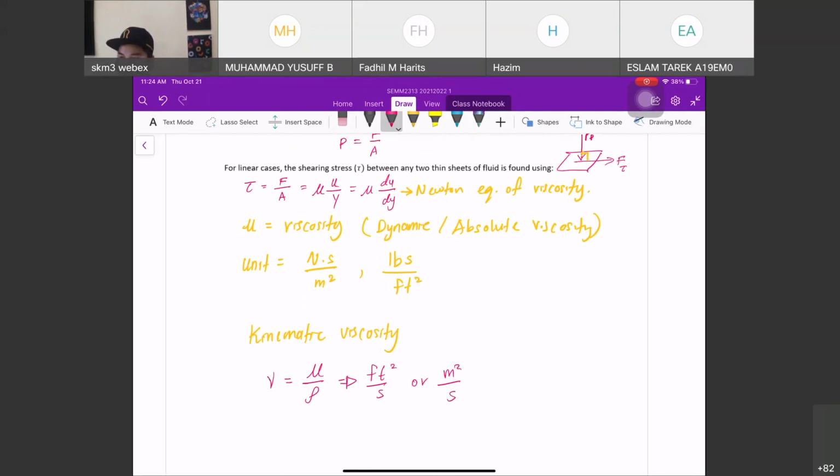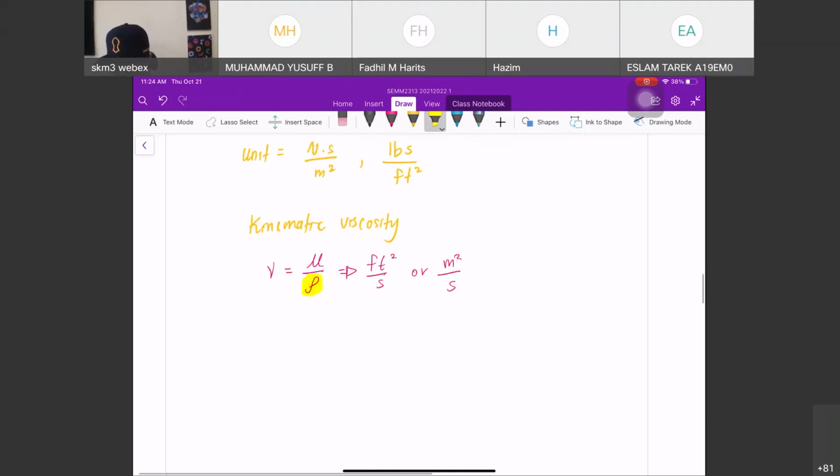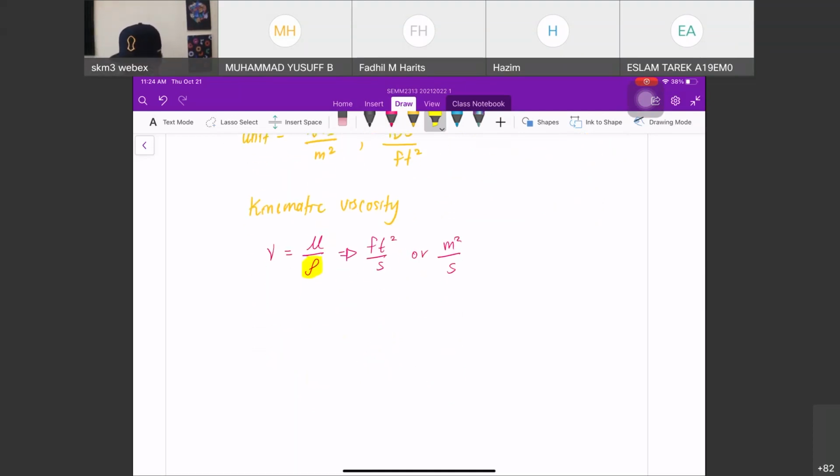Okay. Basically, the difference is you can see the density. The kinematic viscosity involves density, while dynamic viscosity doesn't involve the density. So that is why the dynamic viscosity doesn't get affected by pressure.